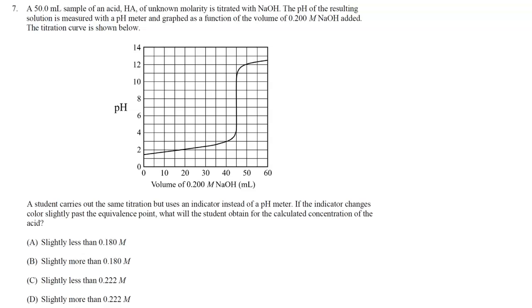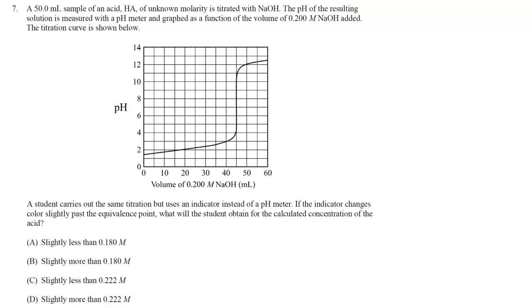Now, let's take a look at question 7. Question 7 says a 50.0 milliliter sample of an acid, HA, of unknown molarity is titrated with NaOH, which is sodium hydroxide. The pH of the resulting solution is measured with a pH meter and graphed as a function of the volume of 0.200 molar sodium hydroxide added. The titration curve is shown below.